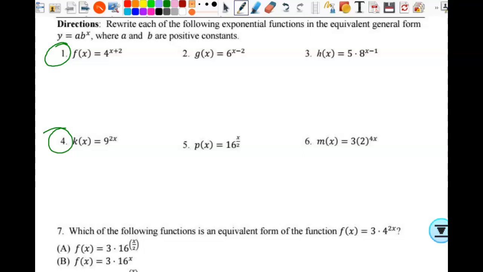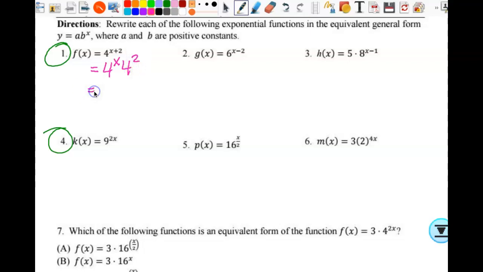All right, have I given you enough time on the warm-up? Yes? Okay. So let's look at number 1. Since these exponents are being added, I can split them apart and make this 4 to the x times 4 squared. You agree with that?